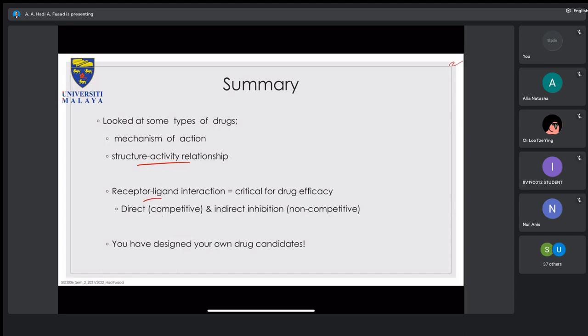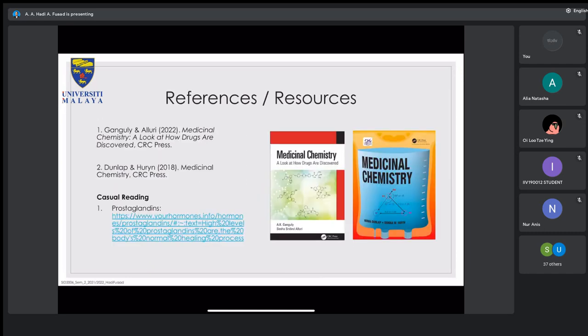We also know direct inhibition, you call it competitive, and indirect inhibition, you can call it non-competitive. But if you go into a higher level of drug design and whatnot, there are actually another three different categories of non-competitive. We're not going to cover it here. I can't remember whether I'll still be teaching that course next semester or not. And the best thing is you have designed your own drug candidates, and now you are ready to become a medicinal chemist if you would like to.